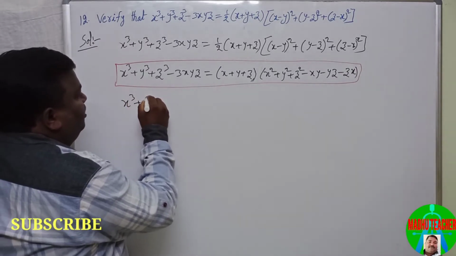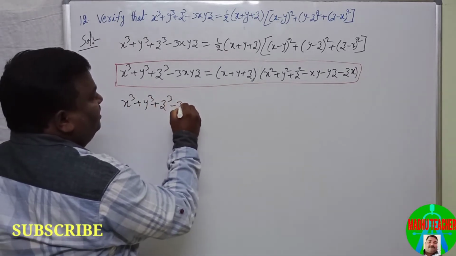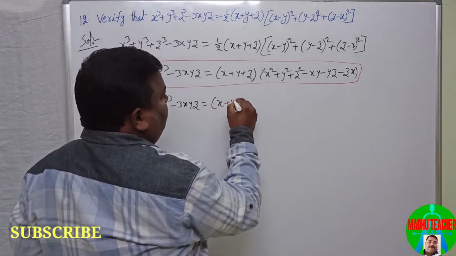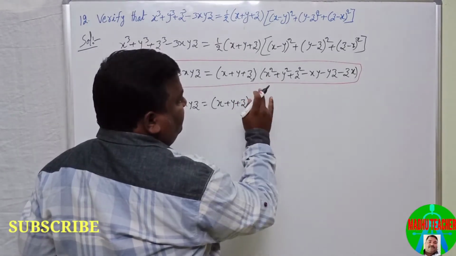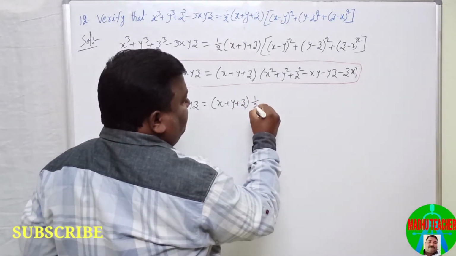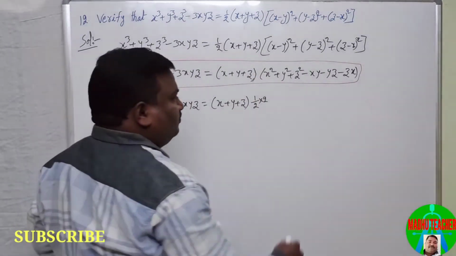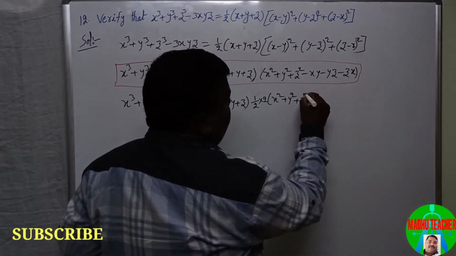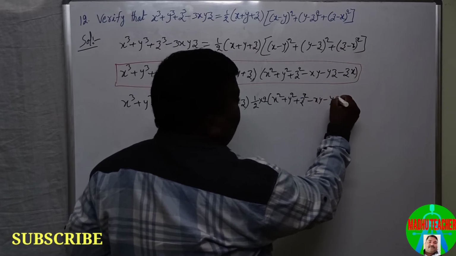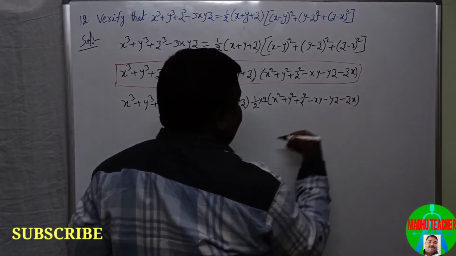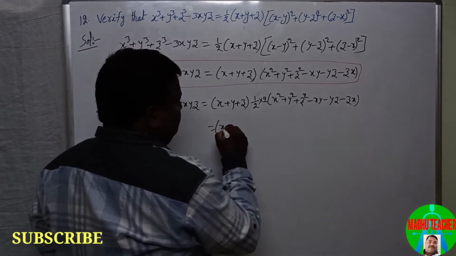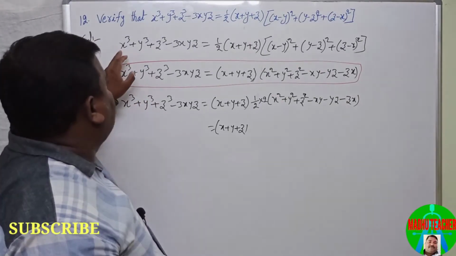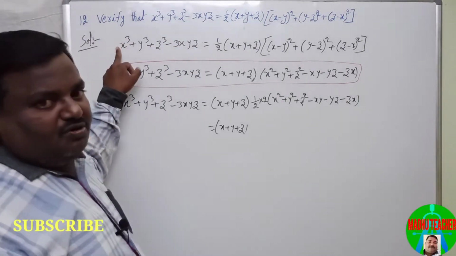So I am writing this identity again. x cube plus y cube plus z cube minus 3xyz equal to x plus y plus z. For this I am dividing with 2 and multiplying with 2, that equals x square plus y square plus z square minus xy minus yz minus zx. So that equals xyz. I am not changing the left side because already we have the same in our question.